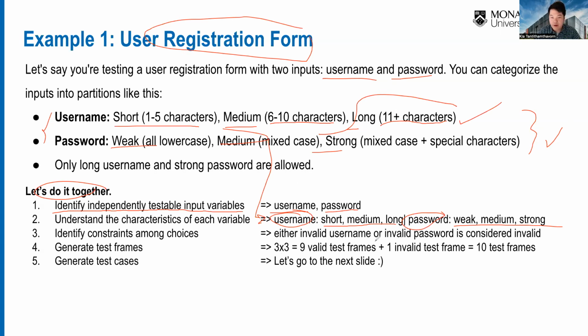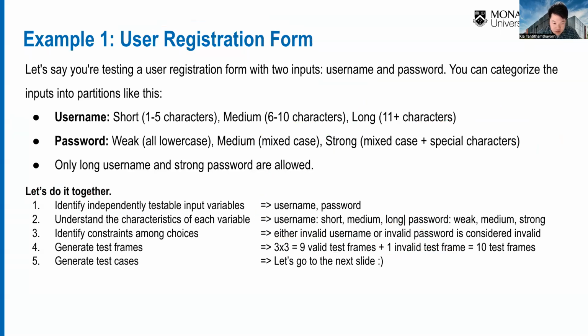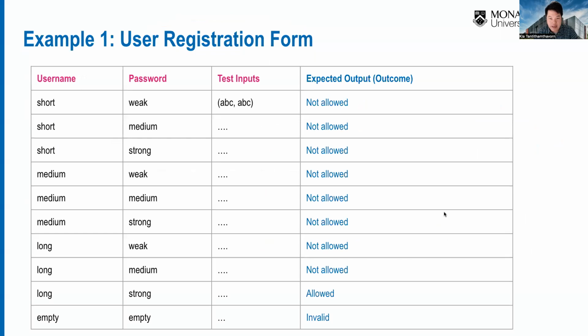So then we generate the test frames, right? 3 by 3 equals 9. So we will get 9 valid test frames based on this combination. And we should also include 1 invalid test frame as well to ensure that we test the invalid input, at least 1, okay? Because we have 9 test frames plus 1, we should have 10. Let's count a little bit: 1, 2, 3, 4, 5, 6, 7, 8, 9, 10. Okay, so in this example, we already have 10.